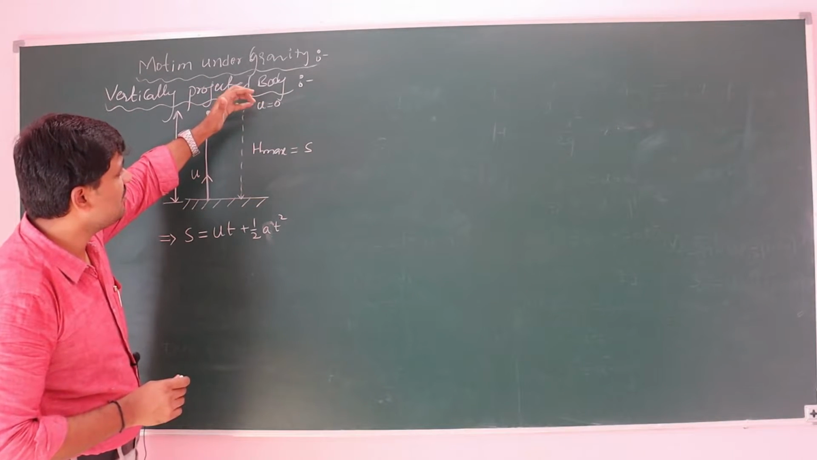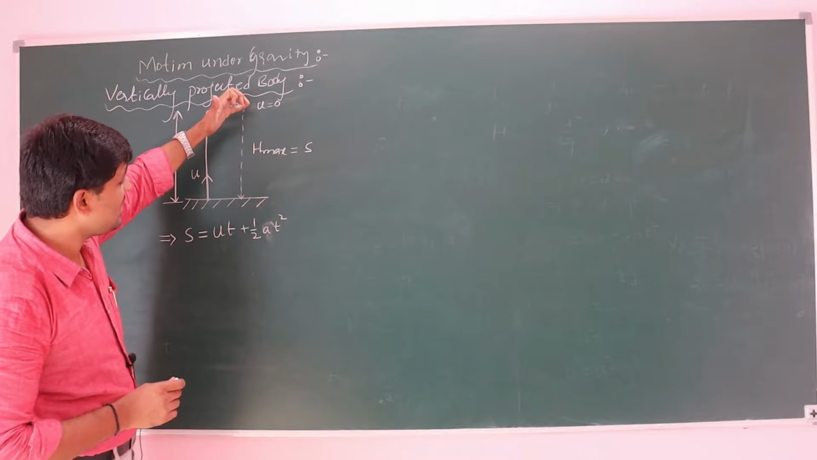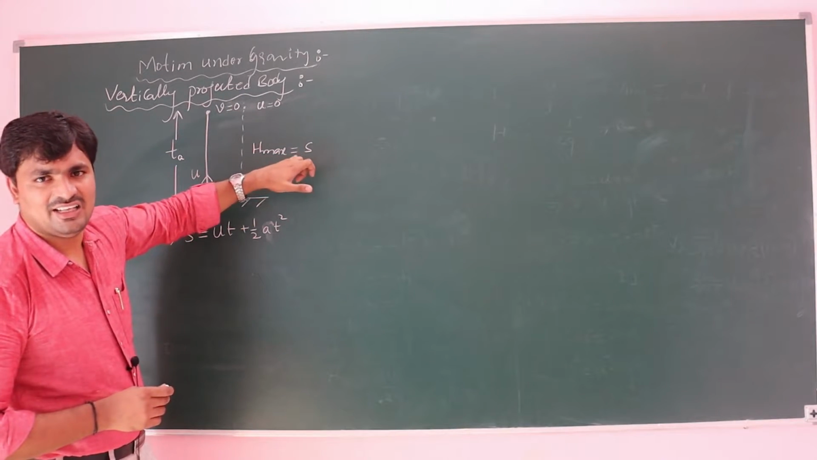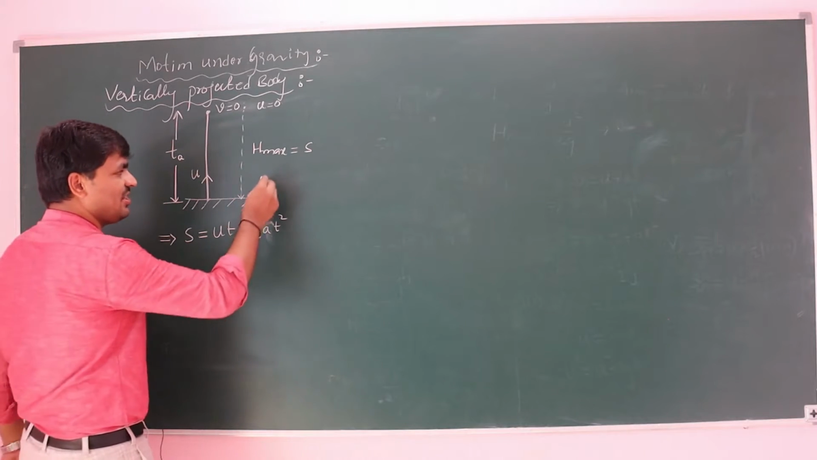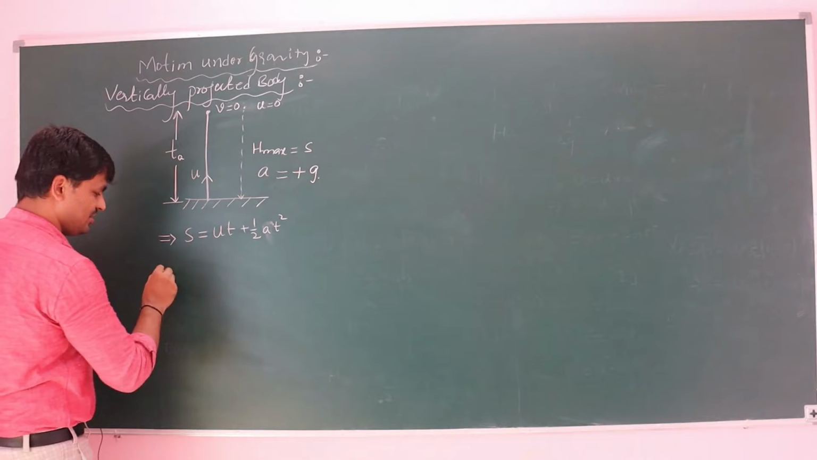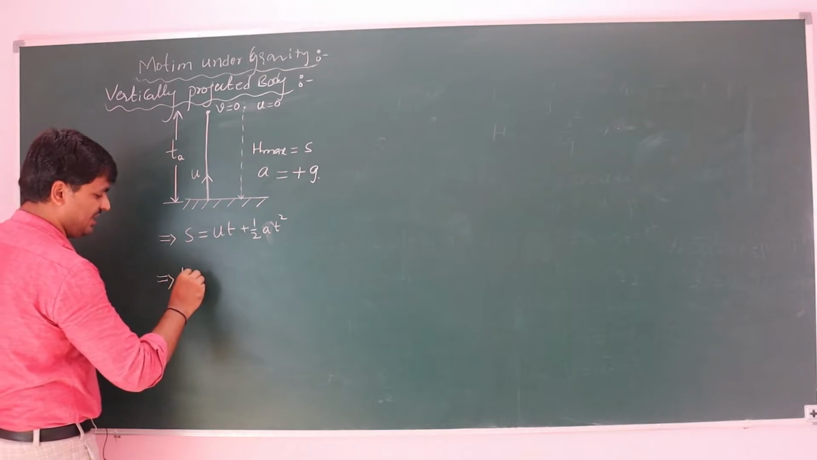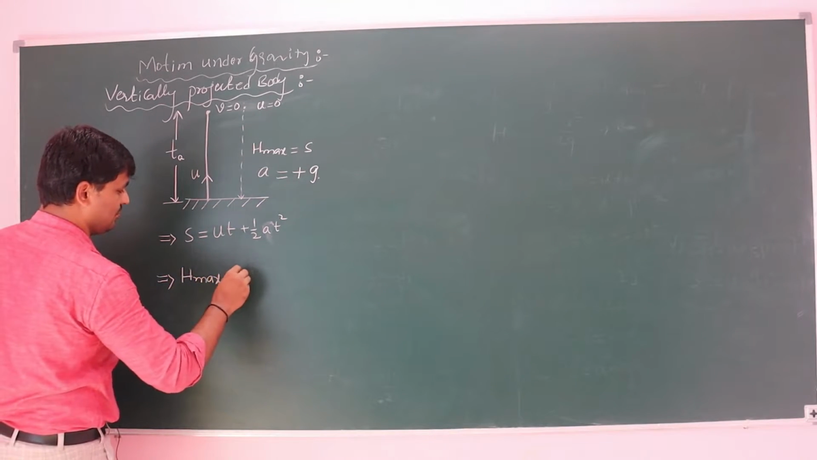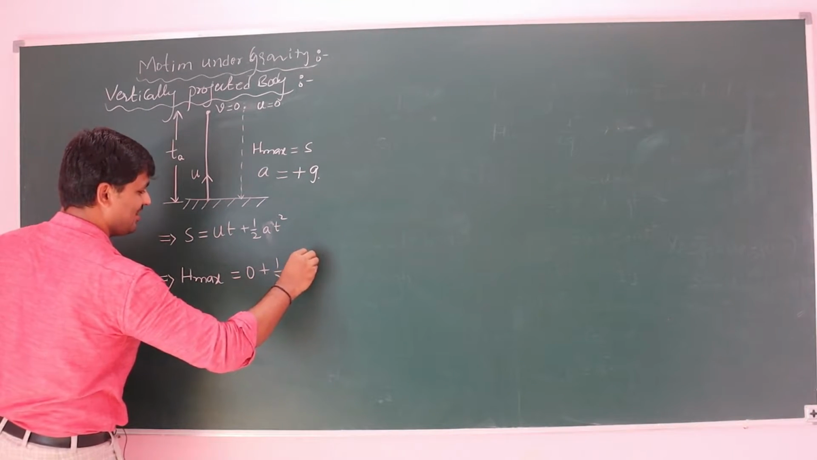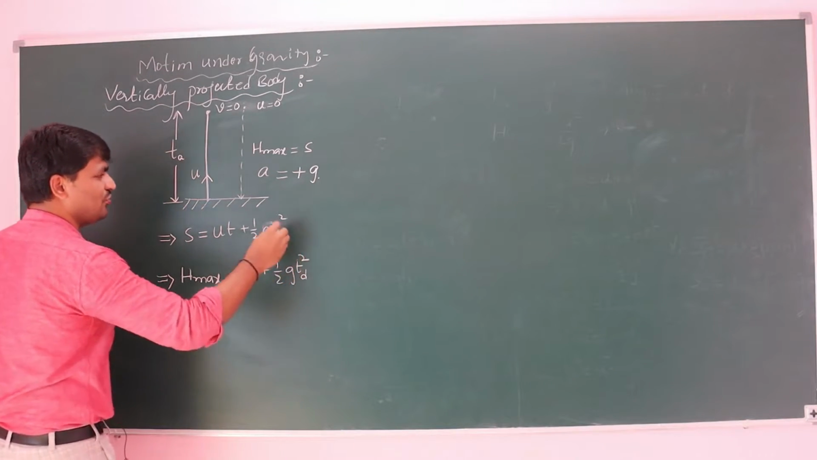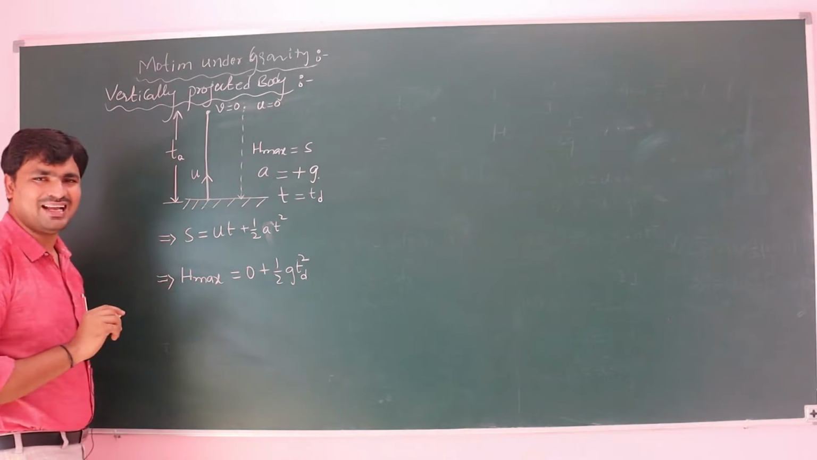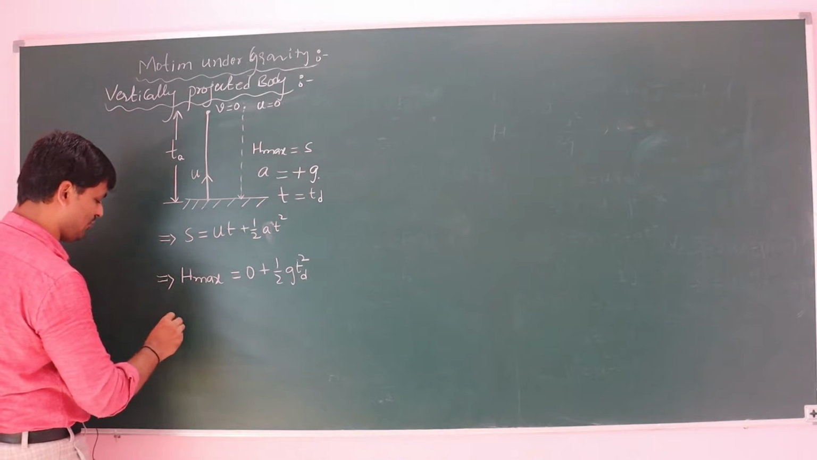So here initial velocity is 0 and it has to cover the displacement h max. And what about the acceleration? In downward conditions we have to take plus g. So then we can take h max is equal to 0 plus half g t square. So this t is nothing but time of descent. How much time is taken to reach the ground from maximum height? That's what we name as time of descent.